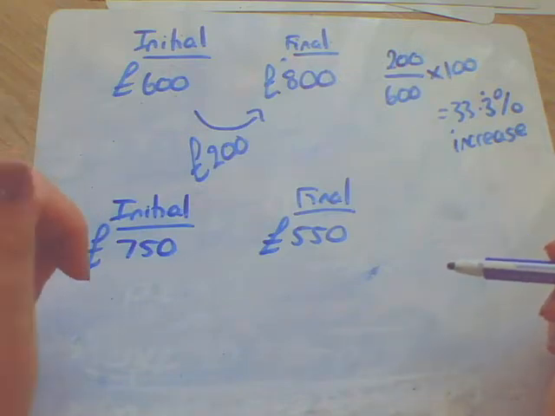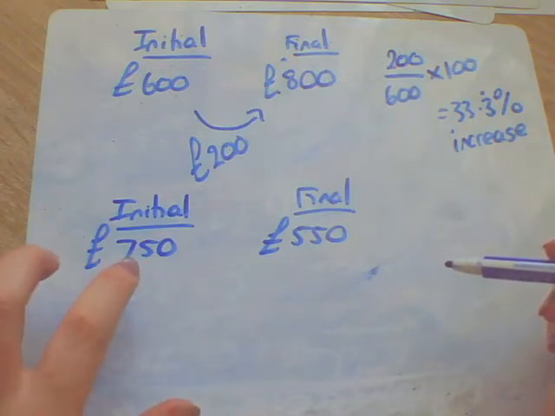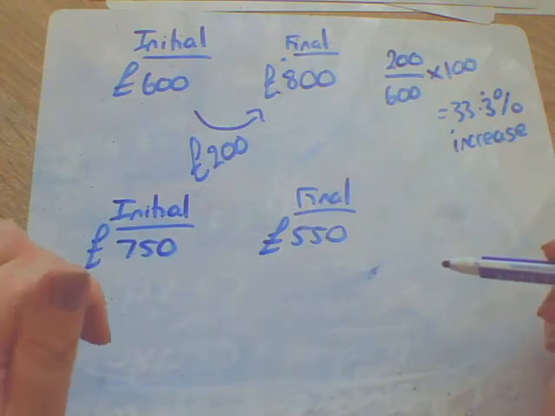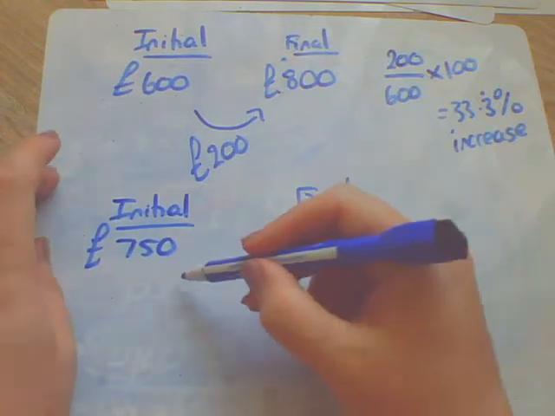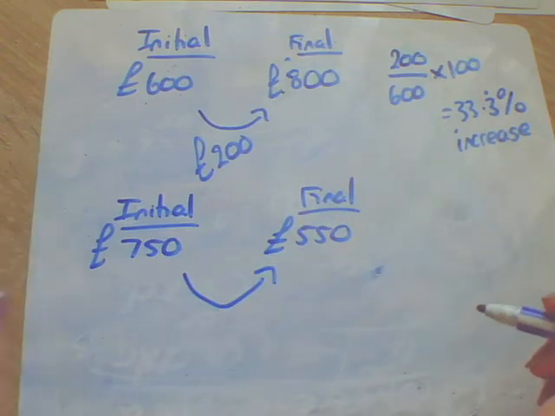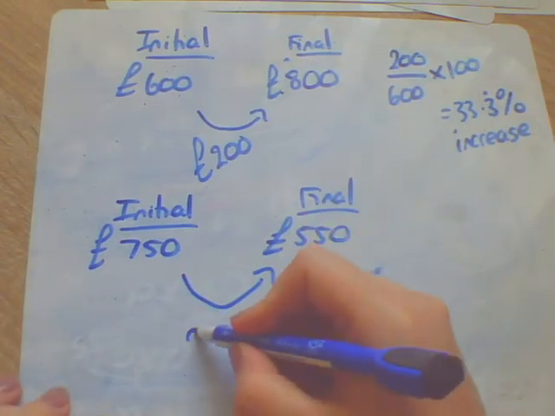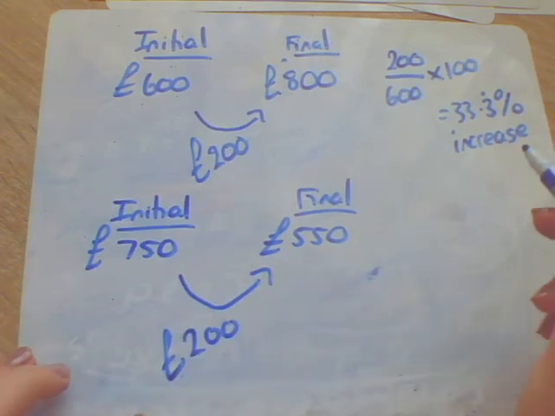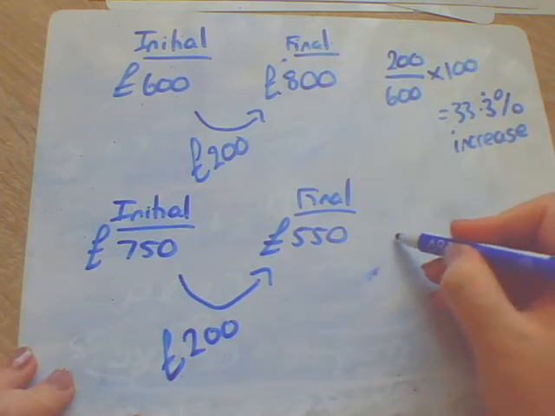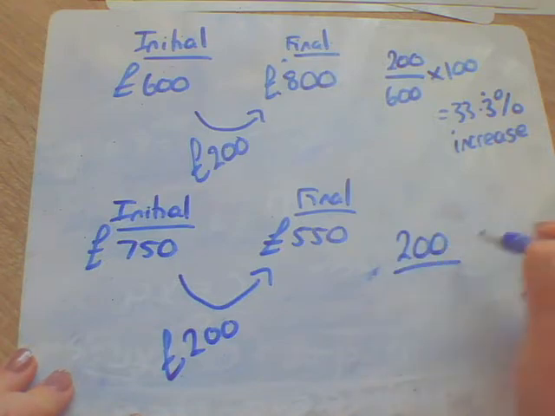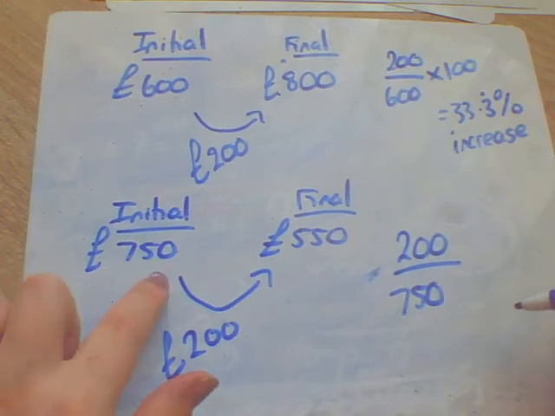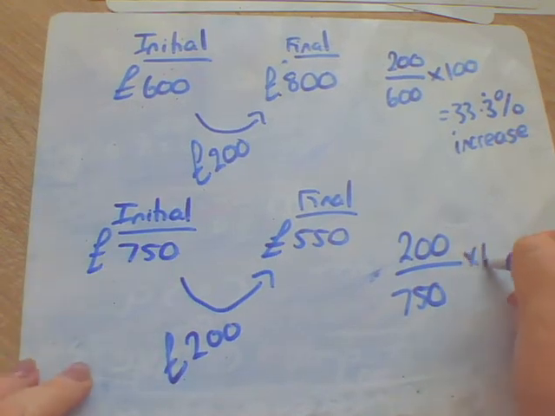Let's have a look at a decrease one. So this time I've started earning £750 and I'm finishing with 550, so I'm actually losing money here. Again, I want to know the difference between these two values, which again is £200. Again, I'm going to put it into my formula. So the change in amount is 200 divided by the initial amount, which is 750, this one here, multiplied by 100.